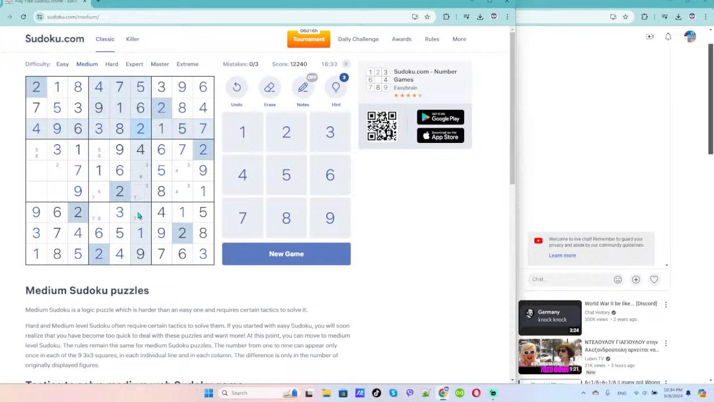We can speed up a little bit. Thanks to these, 3 can go here and here. You know that. And 3 here and here, that's the X-wing pattern. The same happens with 4. But what do you see? 4 is the missing number in these two cells. And 2, we have a 2 here, so 2 goes here and 4 goes here.